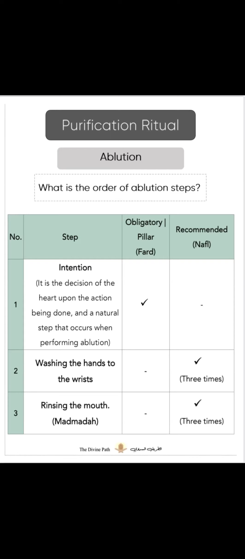Purification ritual, ablution. What is the order of ablution steps? Okay, step number 1, intention. It is the decision of the heart upon the action being done and a natural step that occurs when performing ablution. This step is obligatory. It's an obligatory pillar and is fard. Point number 2, washing the hands to the wrists. This is recommended. 3 times is the count.